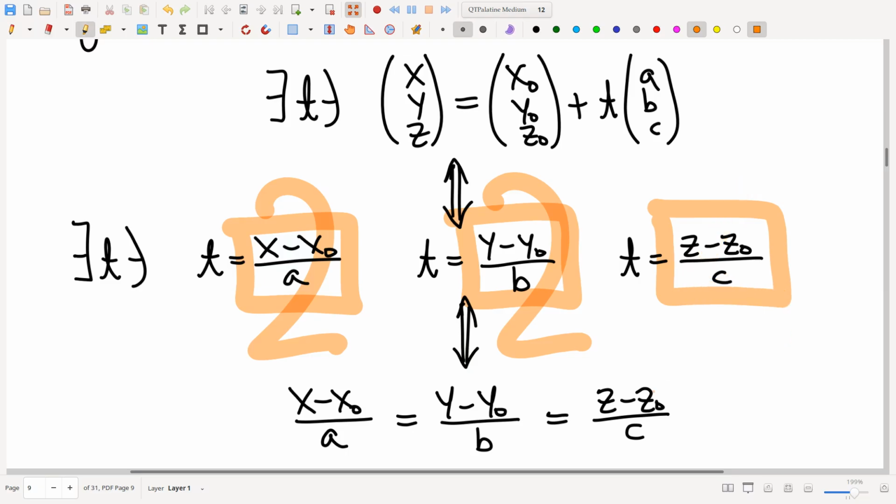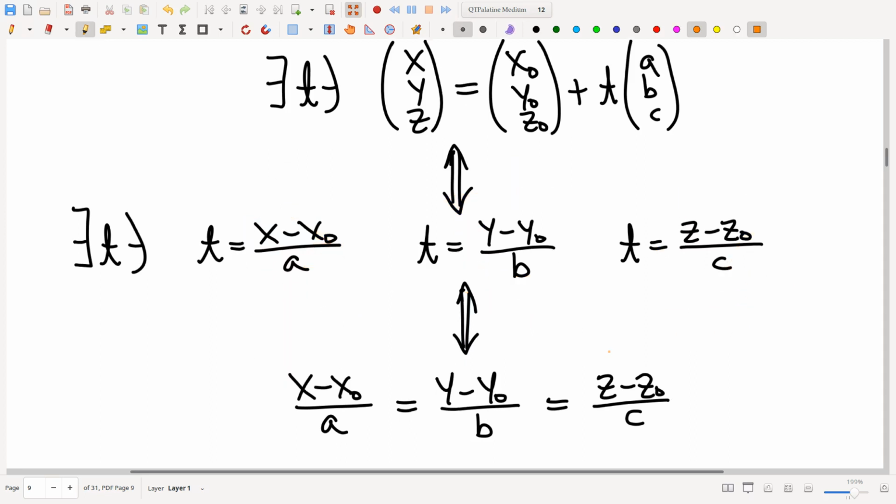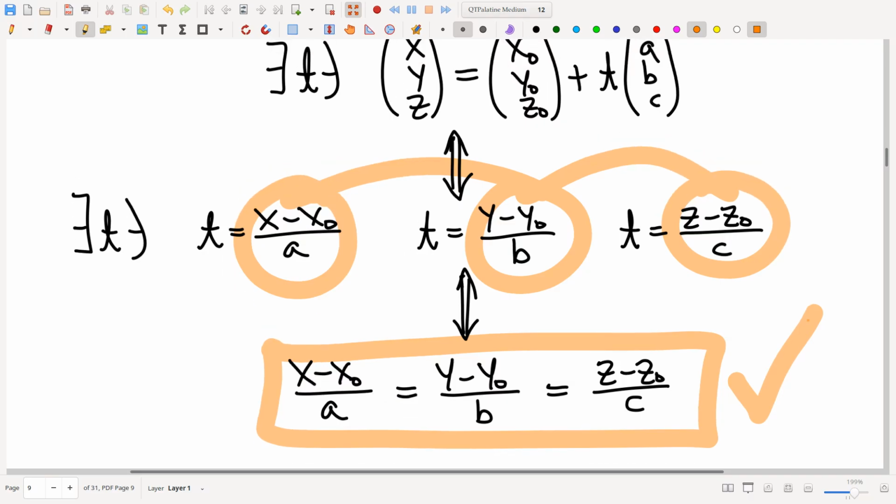It's hopefully clear that if I ask, is there a value of t that's equal to 2, 2, and 2? Yeah, 2. Silly, but it becomes very immediate that the answer to this question is that I need these three things here to equal each other. And this here is called the symmetric equations, plural. Importantly, plural, not singular. This is not an equation.